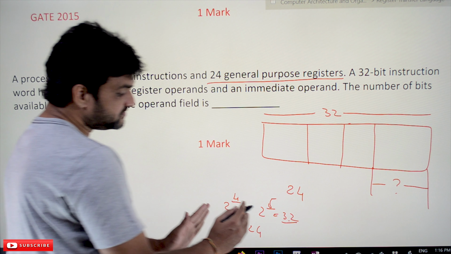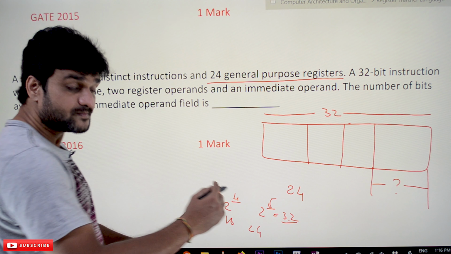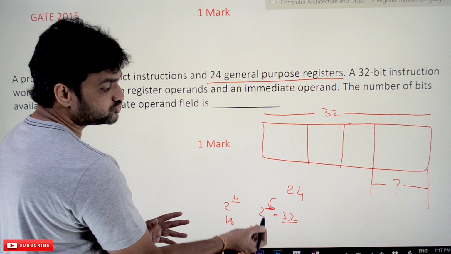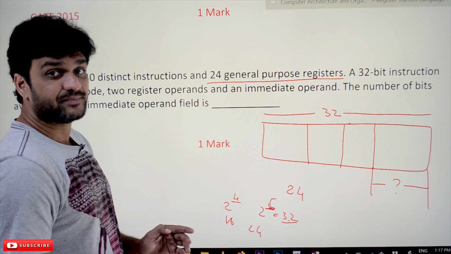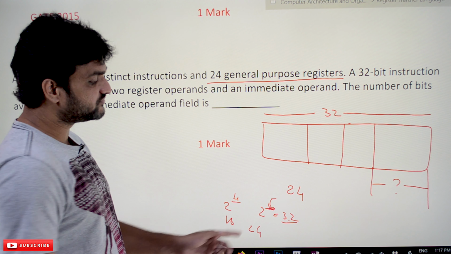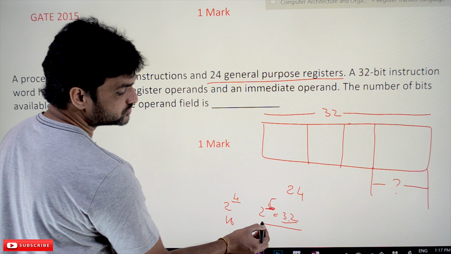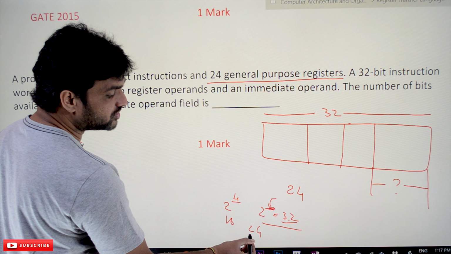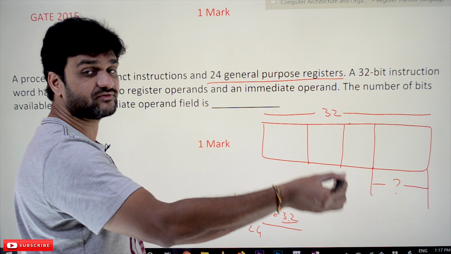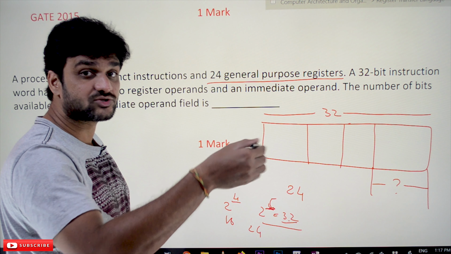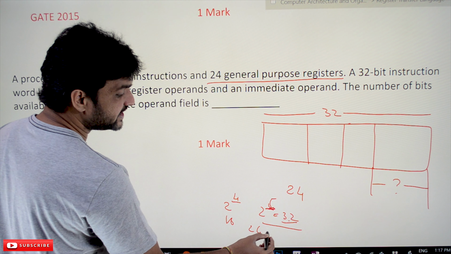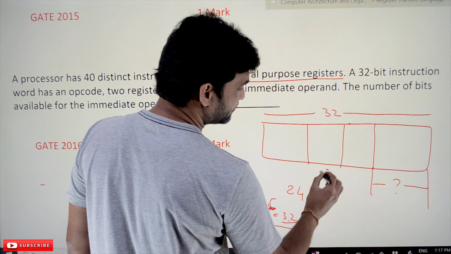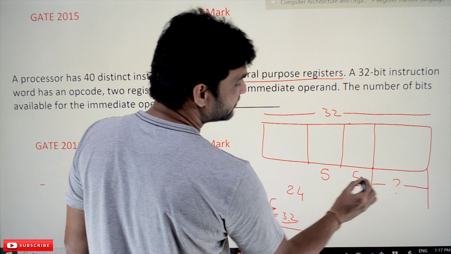The value is between 16 and 32, so in order to represent 24 we have to take the maximum, which is 2 power 5. Some of the bits will get wasted. But to represent registers after 16, like 17, 18, 19, 20, 21, 22, 23 and 24, we need an extra bit, which is 2 power 5. So 5 bits are required for this field and 5 bits for this one.